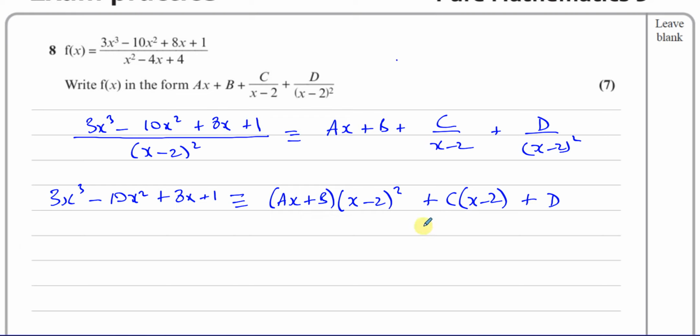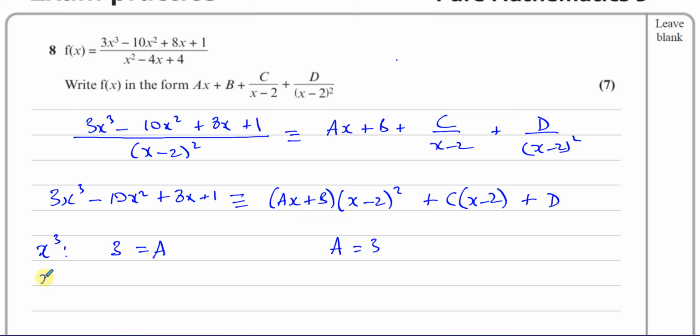Now I'm going to look at my x cubed terms and compare them. On the left side, I have 3. On the right side, the only x cubed term will be ax cubed, because this will be x squared times ax, which is ax cubed, so it's going to be a. So we can see pretty clearly it's going to be 3. So a is equal to 3. That's the value of a here.